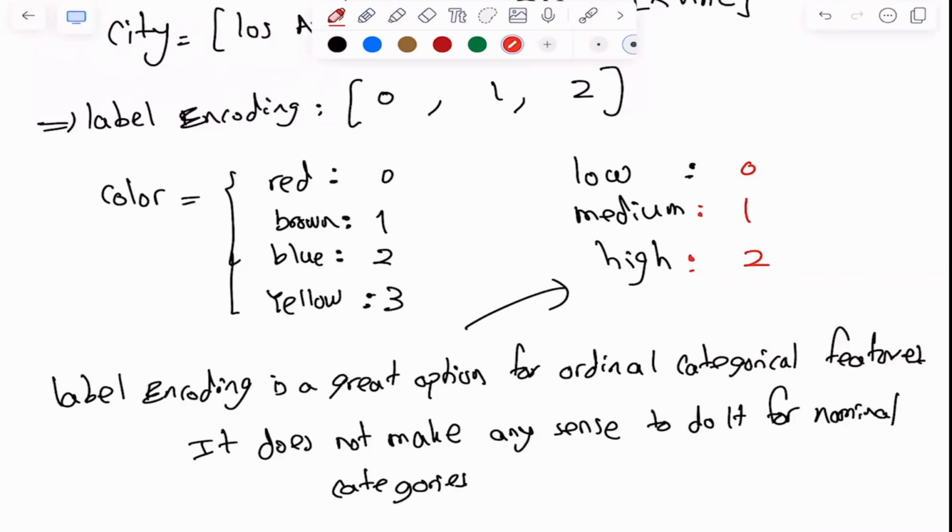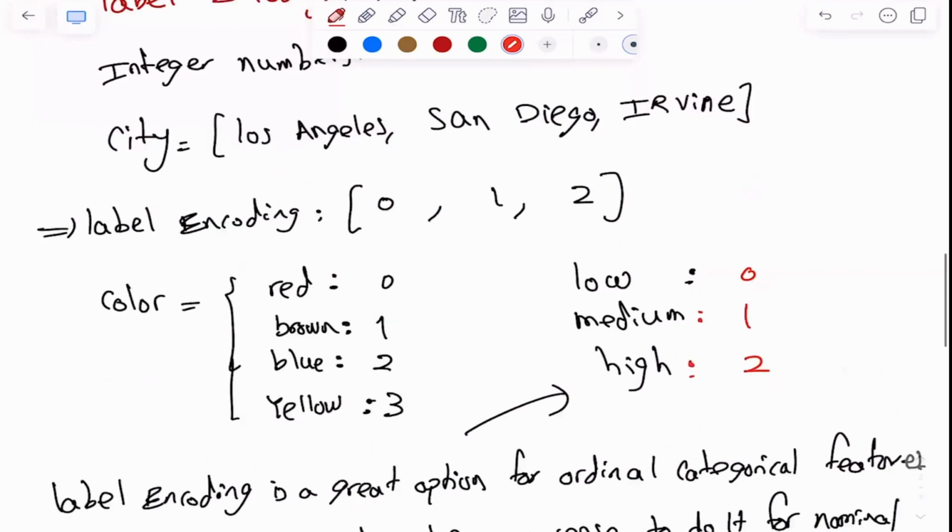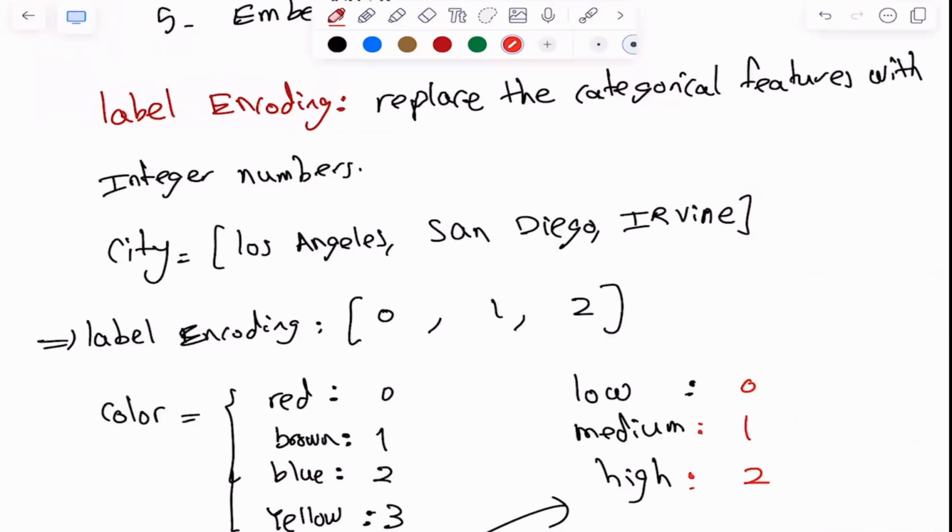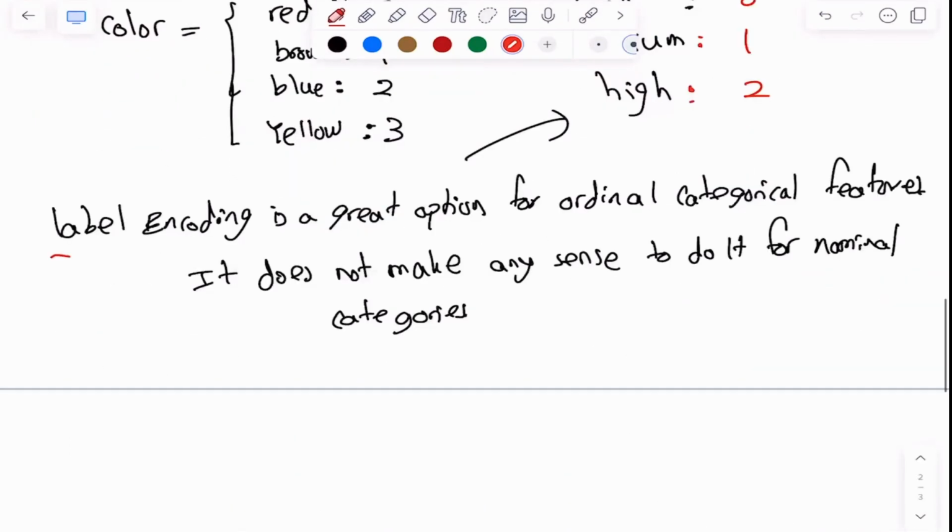But who says yellow should be greater than blue? When you feed it to machine learning models, the model says, wait a minute, 3 is greater than 2. So yellow is greater than blue, and blue is greater than brown. But that's not correct. These colors have no relationship with each other. Who says that one should be higher than the other? The same thing is true for the cities. Very, very important.